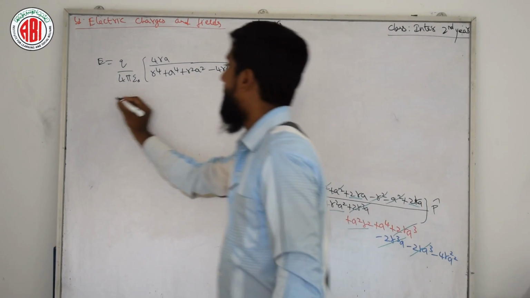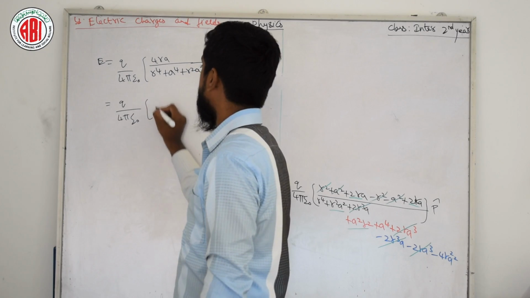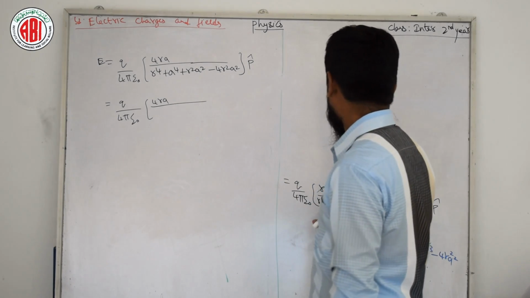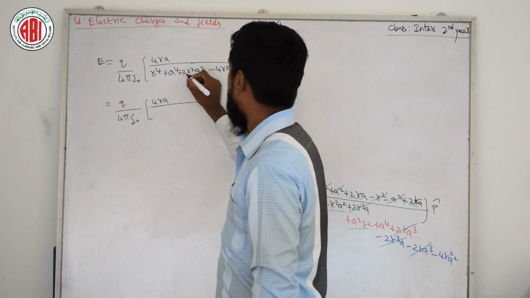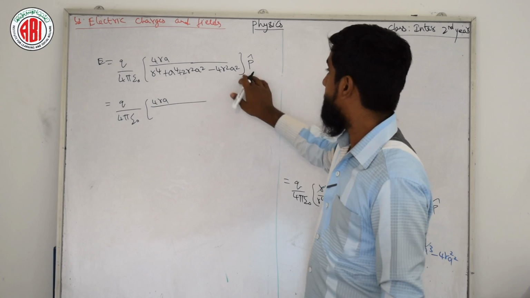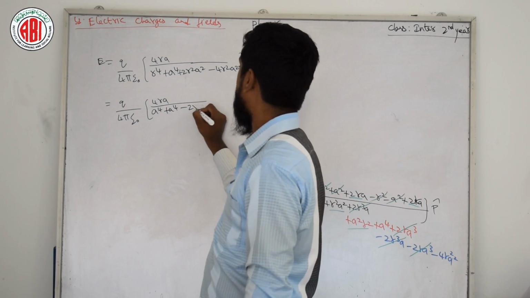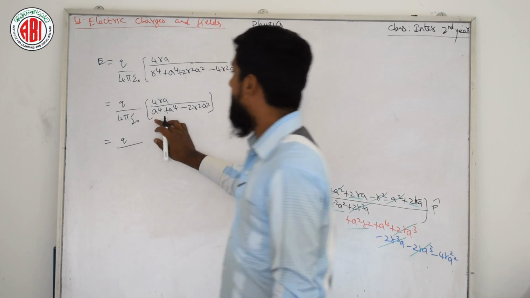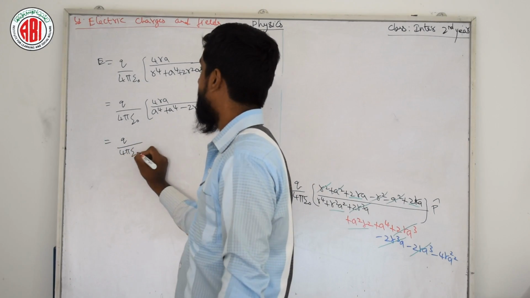Now next what we have to do: Q by 4 pi epsilon naught, 4RA by, here we need to write R square A plus R square A, it will be 2R square A square. So plus 2R square A square minus 4R square A square, it will become minus 2R square A square. Next step, again this is in the form of the A minus B whole square formula, and how we get this step, I am going to show you.